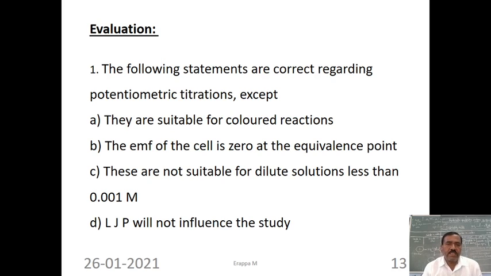After this session, at the end there are some questions. Question number 1: the following statements are correct regarding potentiometric titration except: A, they are suitable for color reactions; B, the EMF of the cell is 0 at the equivalence point; C, these are not suitable for dilute solutions less than 0.001 molar; D, LJP will not influence the study.